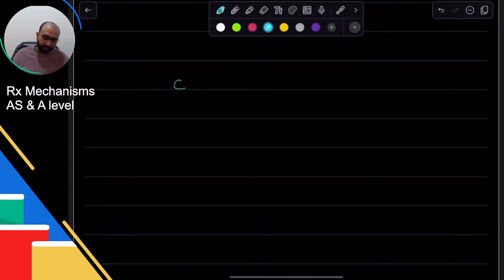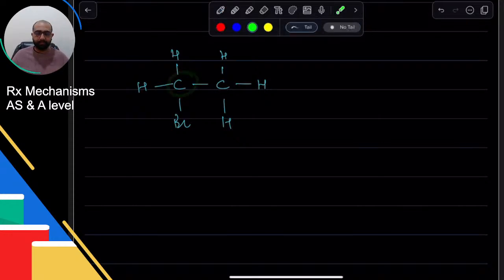So I'll start with, let's suppose, substitution of bromine with hydroxide. Okay, so I have a bromine here. I have a simple case of a primary carbon. So this carbon, as you can see, is easily attacked from this side. Remember, not from this side. Why not? Because this bromine has a lot of electrons. It will repel any electrons coming towards it.